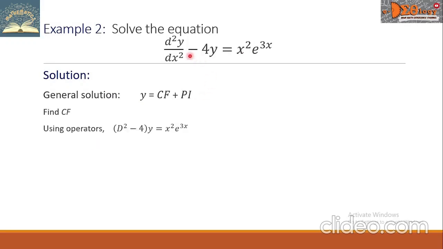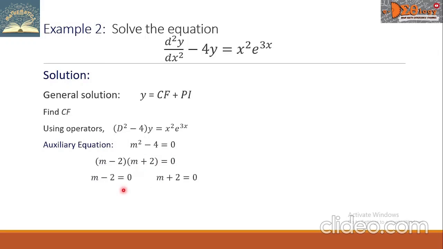Using operators, we rewrite our equation to be the quantity D squared minus 4 times the variable y equals the right hand side, which we will just copy. Then we write the auxiliary equation, and that is m squared minus 4 equals 0. Let us solve for m. Let us do factoring. We have m minus 2 times m plus 2. So we have m minus 2 equals 0 and m plus 2 equals 0.